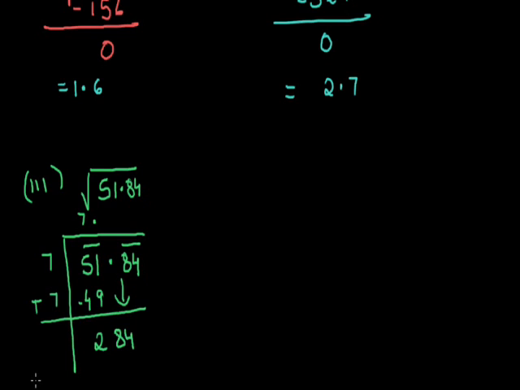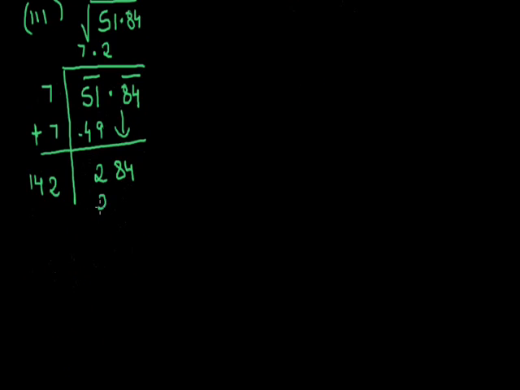Here 7 plus 7, that is 14. After 14, I have to insert a number which should also be the next term of the quotient. So I can write 142, 2s are 284. Minus, the answer is 0. So the square root is equal to 7.2.